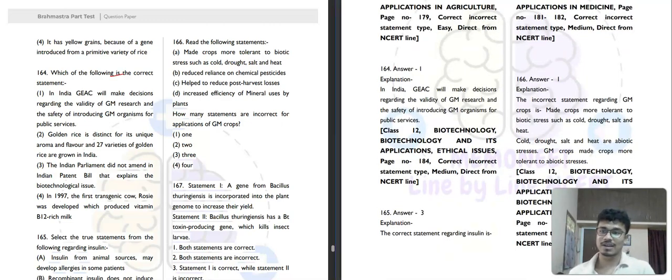Which of the following is the correct statement? In India, GEAC will make decisions regarding the validity of GM research and safety of introducing GM organisms for public service. Correct. Golden rice is distinct for its unique aroma and flavor, and 27 varieties of golden rice are grown in India. This is not correct. Actually, 27 varieties of basmati rice, I guess, are grown in India. The Indian Parliament did not amend, it did amend in 1990. This is also not correct. So first option is our correct answer.